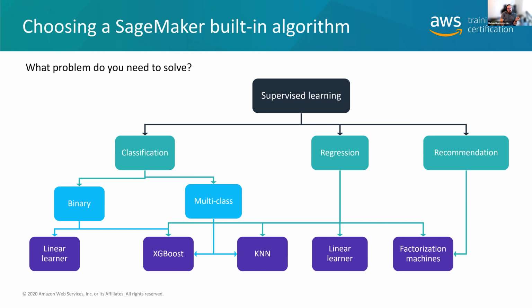So knowing, for multi-class and regression, which ones you're going to use: KNN, nearest neighbor, or XGBoost, knowing that regression could engage a variety of different algorithms, and that recommendations could be based on factorization machines, or it could be based on other things. So this is mainly for supervised learning.